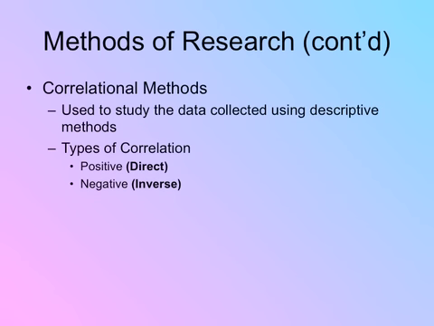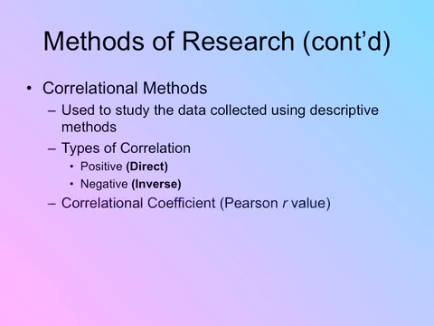Negative or inverse, as one factor increases, the other decreases, and vice versa. And so a common example in the world of psychology is the inverse correlation between stress levels and overall physical health, and that we've analyzed data and determined that the more stressed a person is, the poorer their overall physical health, and the better one's physical health, the less stress that seems to be connected to that individual. So that would be an example of negative correlation.